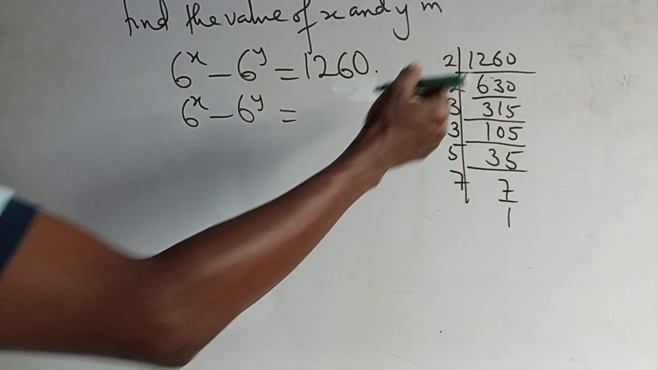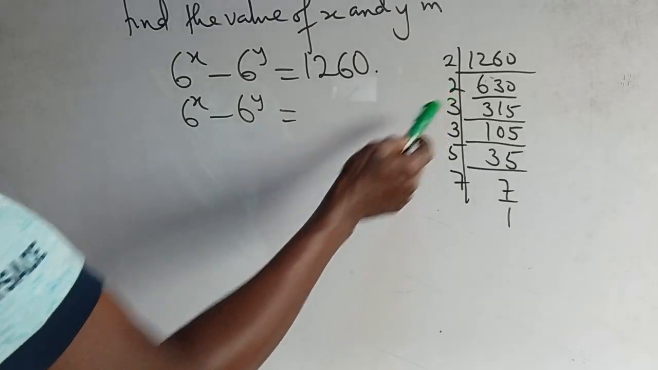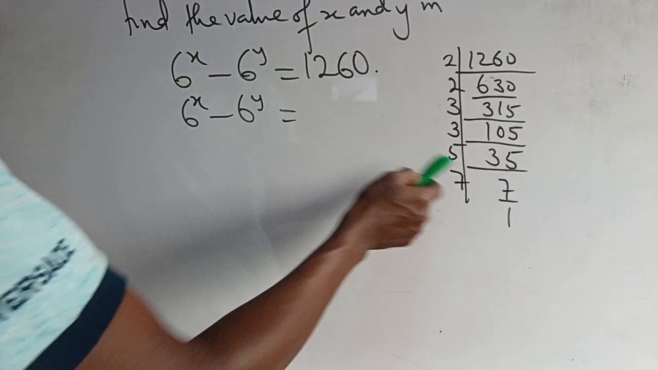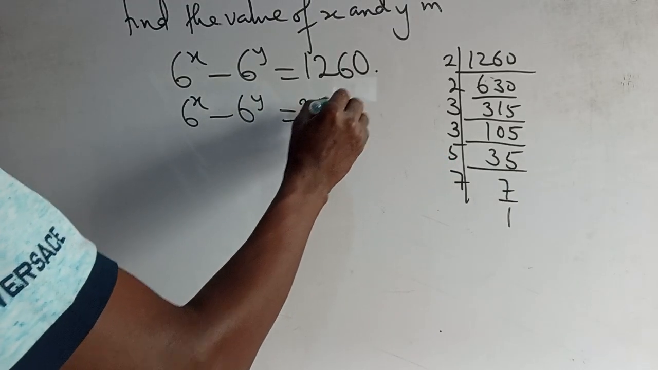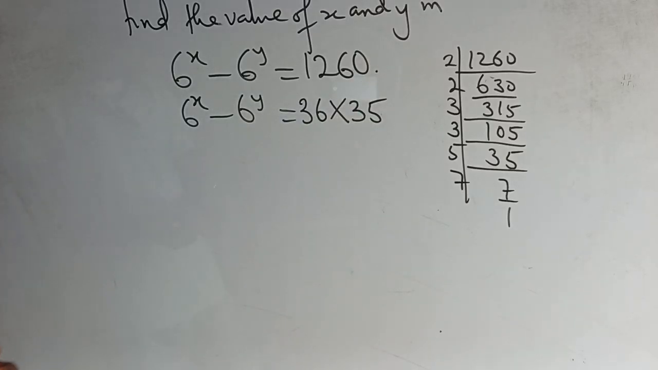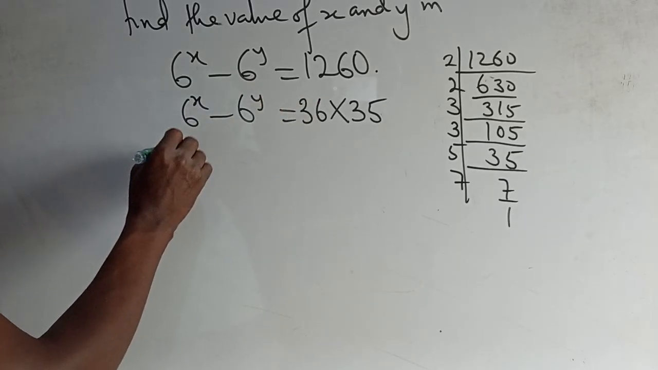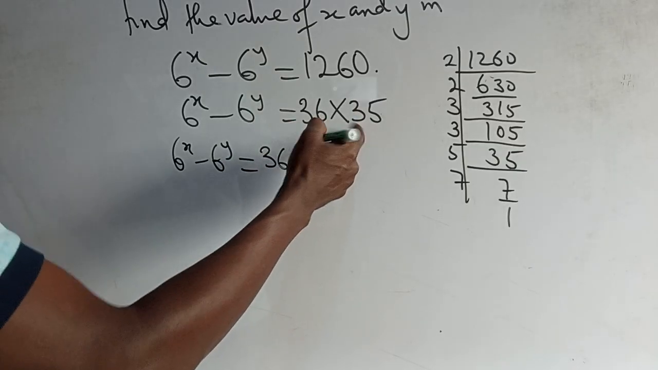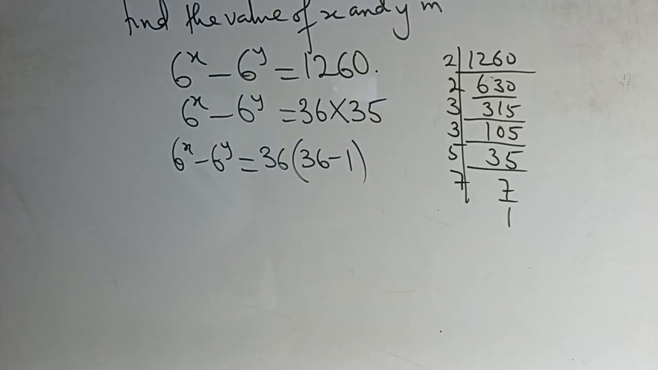So that means the factors of 1,260 will be 2 times 2, that is 4. 4 times 3, that is 12. 12 times 3, that is 36. Then we have 5 times 7, that's 35. So we have 36 times 35. Beautiful. So 36 times 35 will be the factors of 1,260. So in this case, we can write 6 raised to x minus 6 raised to y is equal to 36 into the bracket of 35, which is the same thing as 36 minus 1. I hope you understand. Yes, that's the technique there.